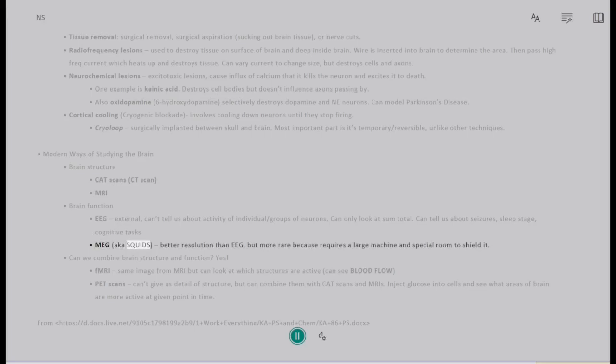MEG, aka SQUIDs, has better resolution than EEG, but is more rare because it requires a large machine and a special room to shield it. Can we combine brain structure and function? Yes. fMRI: same image from MRI, but can look at which structures are active, can see blood flow. PET scans can't give us detail of structure, but can combine them with CAT scans and MRIs. Inject glucose into cells and see what areas of the brain are more active at a given point in time.